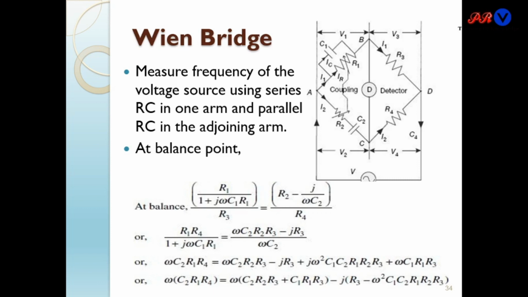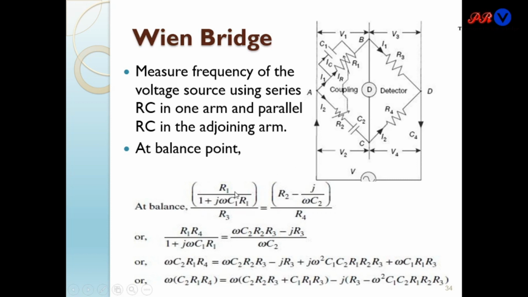The next bridge is the Wien bridge. The Wien bridge is very important because it is used for the measurement of frequencies. It measures the frequency of the voltage source using a series RC in one arm and a parallel RC in the adjoining arm. Here RC is in series and here RC is in parallel. We can calculate the frequency by using the balancing of the bridge.